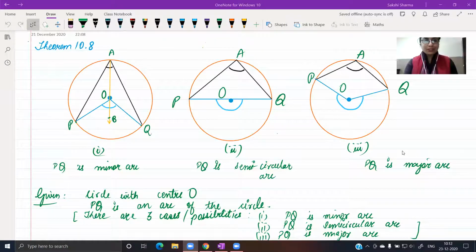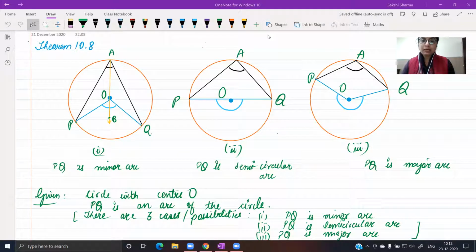We had started with theorem 10.8, also called the degree measure theorem. You have to prove that the angle subtended by any arc of a circle at the center is double the angle subtended by the same arc at the remaining part of the circle. So we have considered a circle with center O. Arc is PQ. We have three possibilities: our arc could be a minor arc, a semicircular arc, or a major arc.